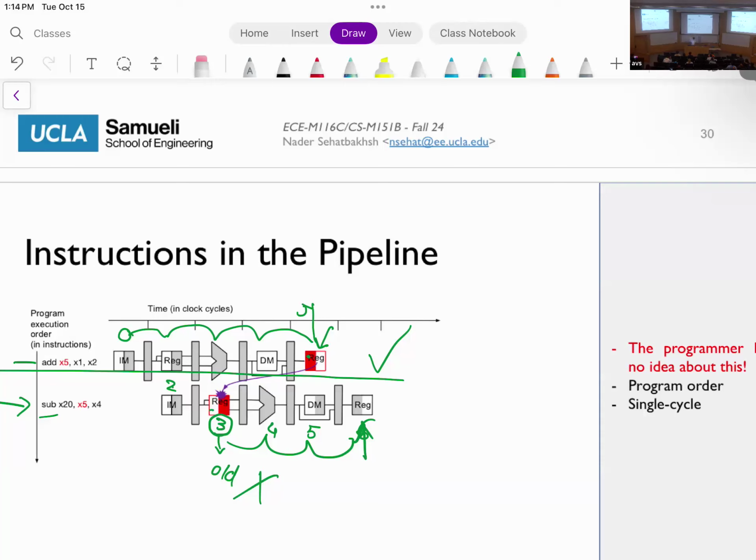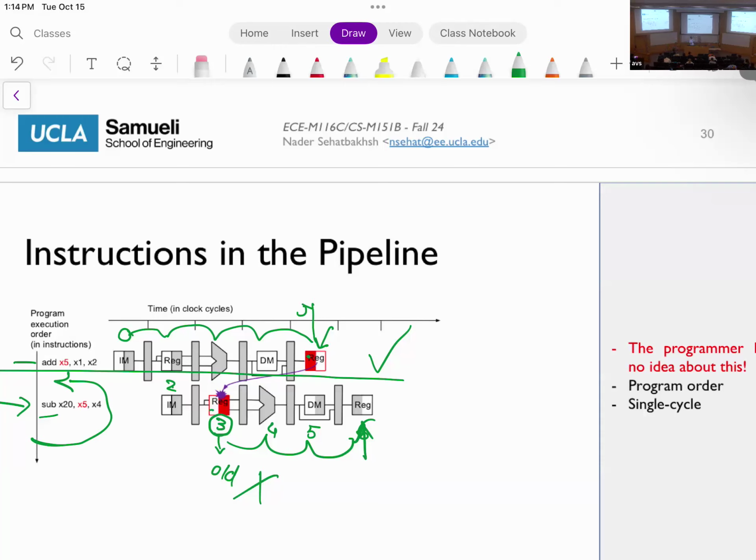Change the ordering of instructions. So if I manage to put something here that is not dependent on x5, then I can freely run them, right? If I can somehow change the ordering of instructions that are independent from each other, then I can feed them to the pipeline as is without any problem, okay?